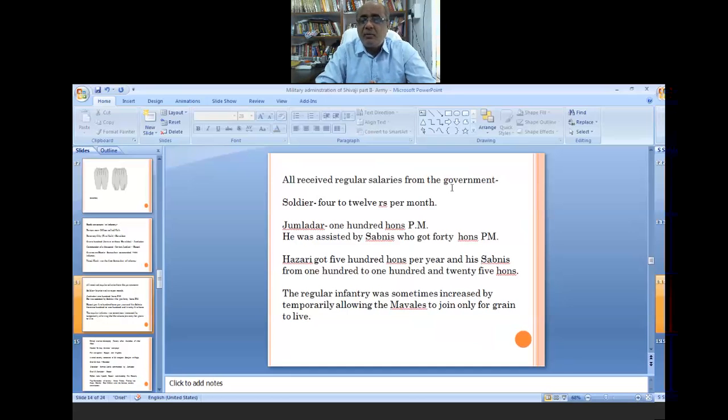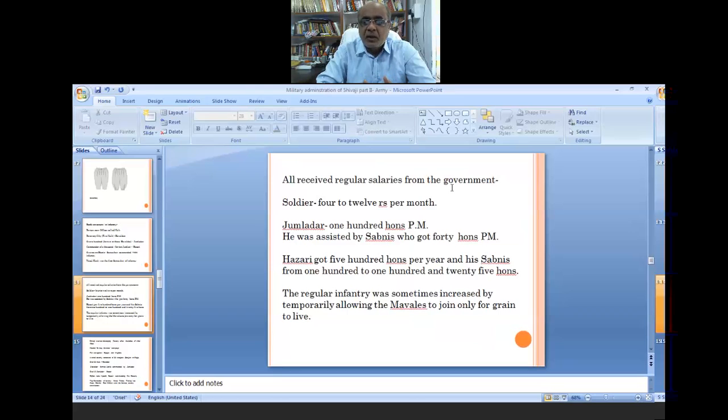So he was assisted by a clerk called Sabnis. Do you remember Sabnis was also a post in the fort, but there his work was different, and now here Sabnis is a kind of assistant to Jumladar, and he was paid a different salary, that is 40 hons per month. And then Hazari, who used to command 1,000 infantrymen, used to get 500 hons per year, and he was also assisted by his Sabnis, that is his clerk, and his subordinates. He has to look after almost 1,000 people, and his clerk will get more salary, that is 100 to 125 hons per year.